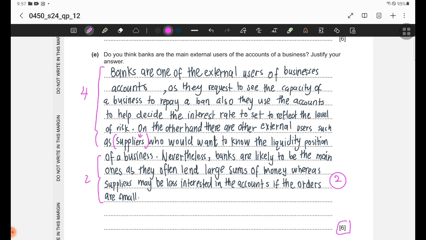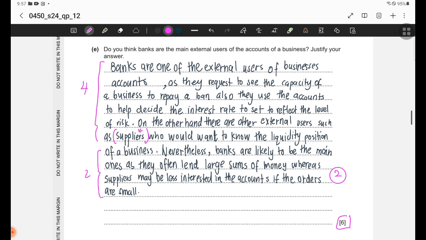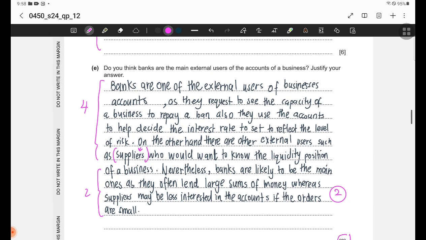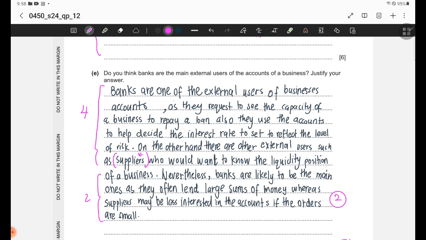On the other hand, here I have managed to get 3 marks. I have one here, to repay loan, and then decide on the interest rate to set, and then this is another one. So 1 mark here, 1 more here, and 1 here. The first one could actually be broken down into 2, but I wrote it in a style that makes it just 1 mark, just to narrow it down for you guys.